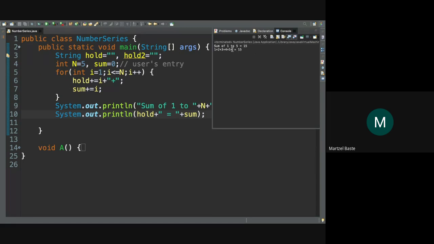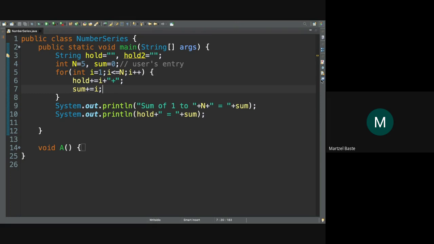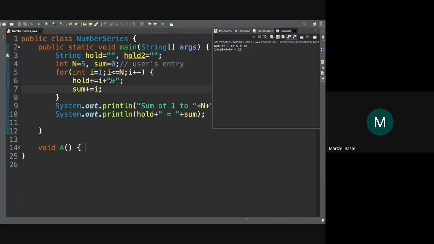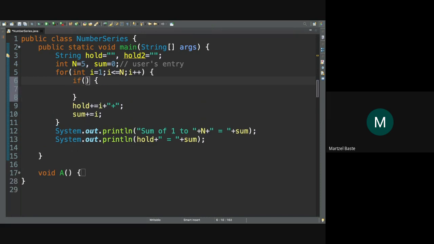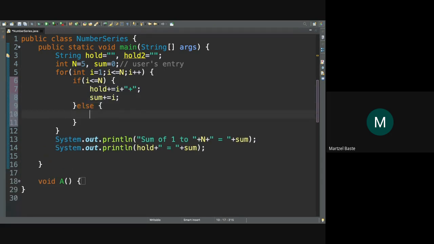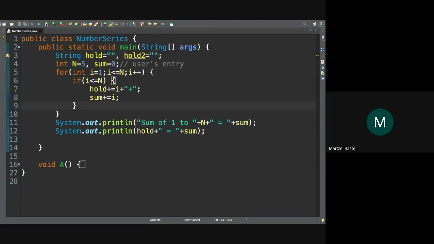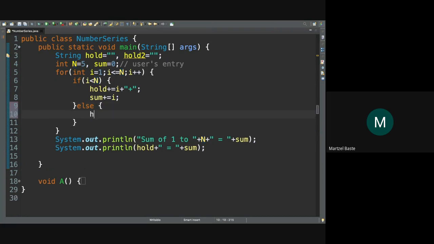You can also put a condition: if i is less than or equal to n, else, hold plus equals to i. Right? It works. That's correct.